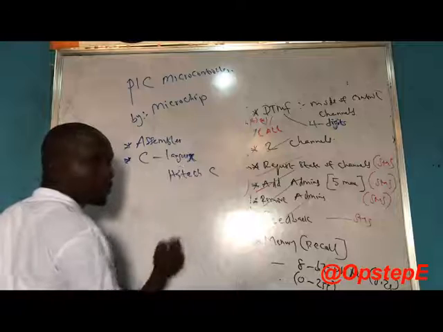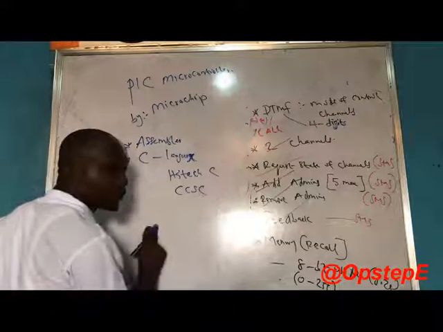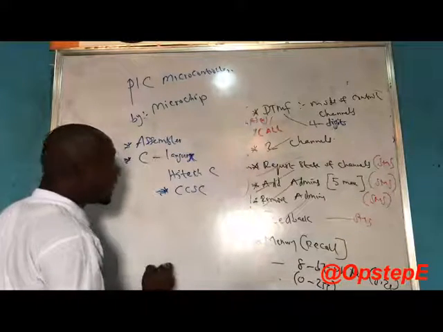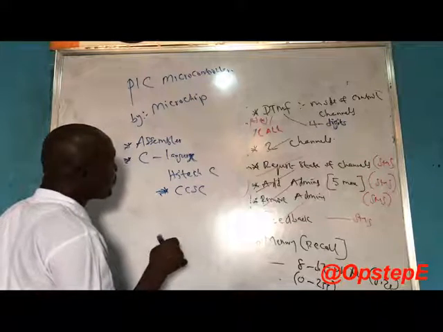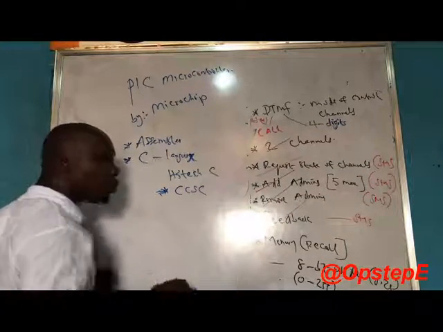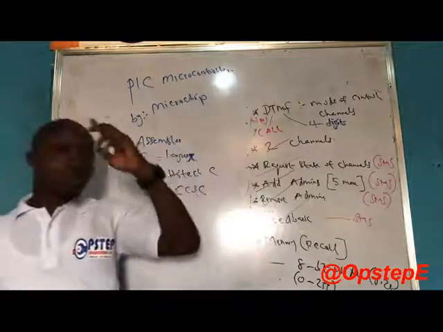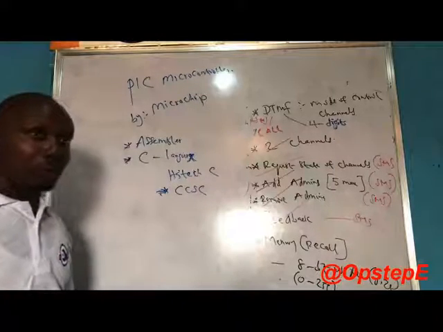There's iTech C. Then you have the CCSC, which is the one that I use in your program. Then you have the microchip C. Actually, you have the micro C. The micro C has two variants. You have the micro C, you have the micro C Pro. Are you following me?